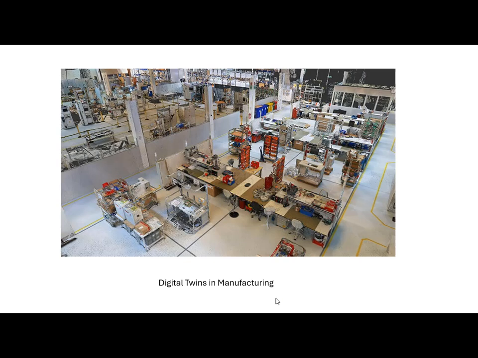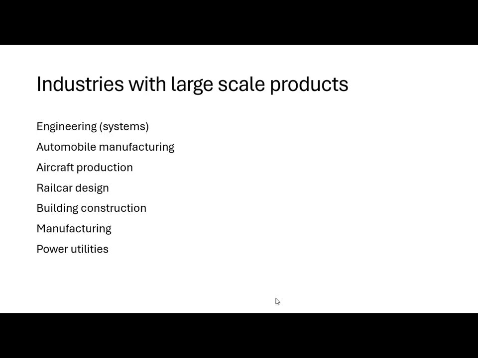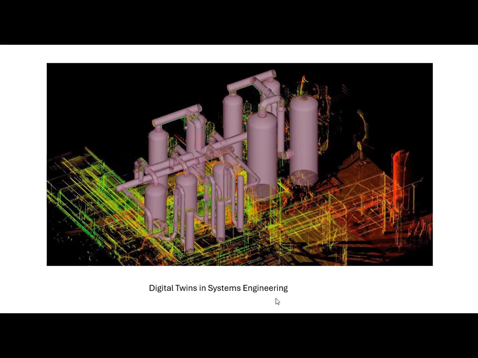Here is digital twins in manufacturing. You can find the complexity of the process here. Industries with large scale products include engineering systems, automobile manufacturing, aircraft production, rail car design, building construction, manufacturing, and power utilities. I'm going to use another set of beautiful infographics.